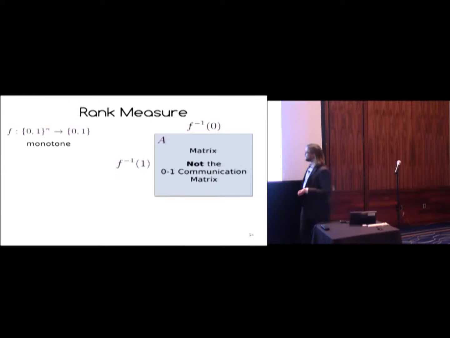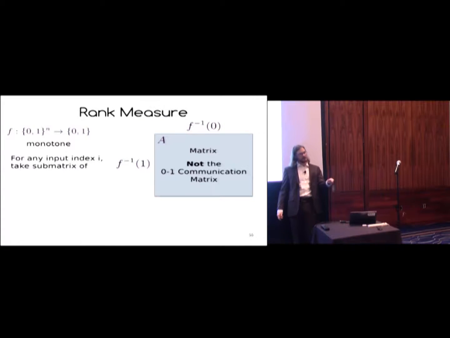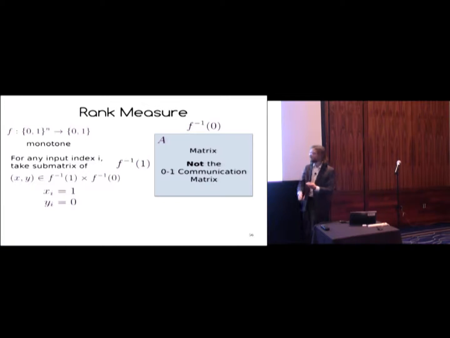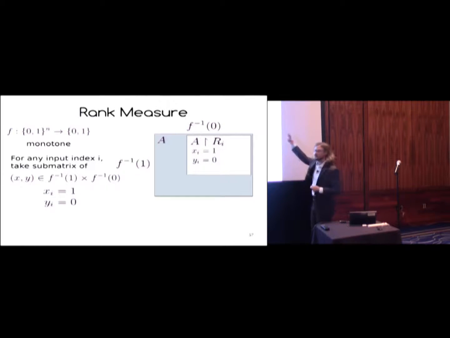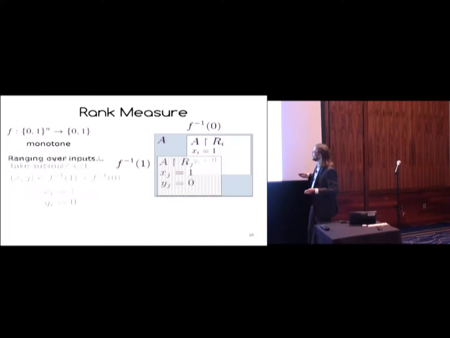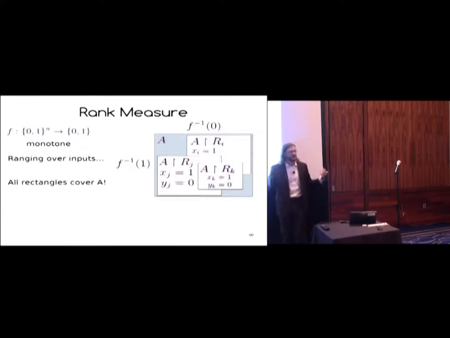Now for each input variable, you can take the submatrix of A just by taking all the 1s where the ith bit is 1 and all the 0s where the ith bit is 0. It just looks like that. This is going to give us a subset of the 1s and a subset of 0s, and this gives us a little submatrix. And if you think about it for a second, as you range over all the inputs, you're eventually going to cover the whole matrix. This is just because the function is monotone. If I have a 1 of the function and a 0 of the function, there's got to exist a place where there's a bit set to 1 in the 1 of the function and 0 in the 0 of the function. Otherwise I could flip it and flip the function from 1 to 0.